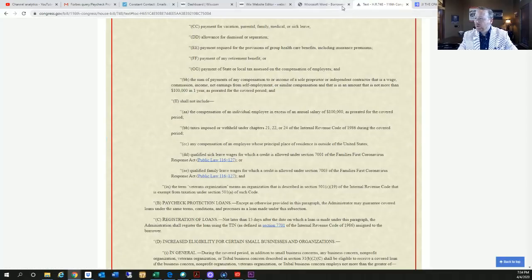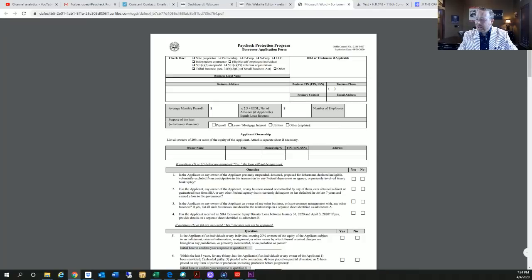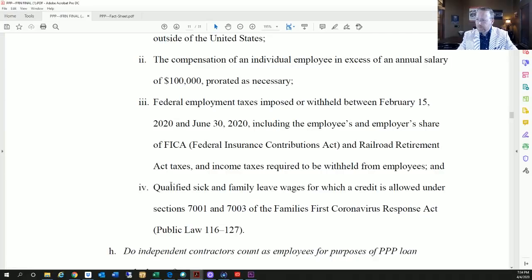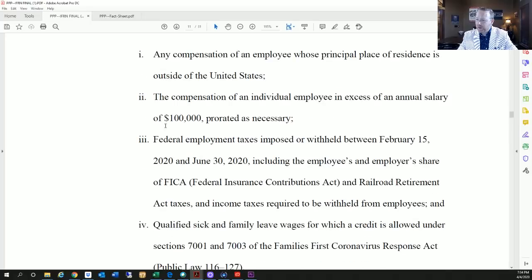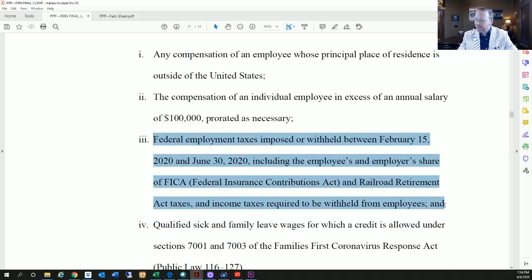So if I go and I look at this section G, okay, and we're now at 3, and we're talking about these taxes right here, okay, these federal employment taxes imposed or withheld between this date, which by the way, that's the covered date as we're related to this, including the employees or employer's share of FICA and Railroad Retirement Acts and income taxes required to be withheld for employees.